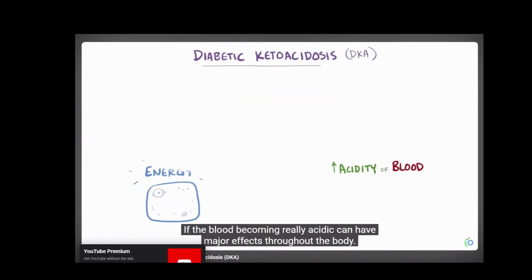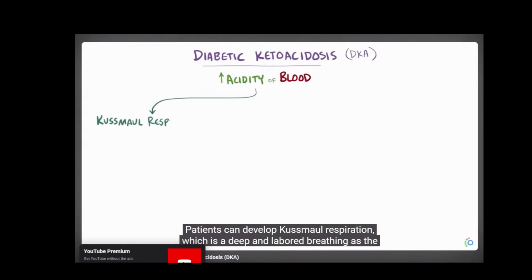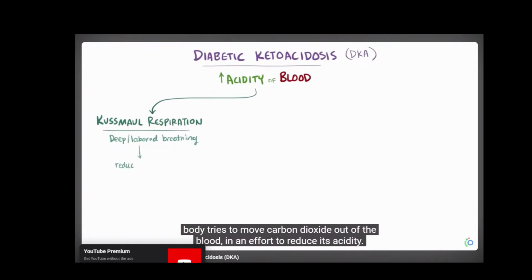And the blood becoming really acidic can have major effects throughout the body. Individuals can develop Kussmaul respiration, which is a deep and labored breathing as the body tries to move carbon dioxide out of the blood, in an effort to reduce its acidity.